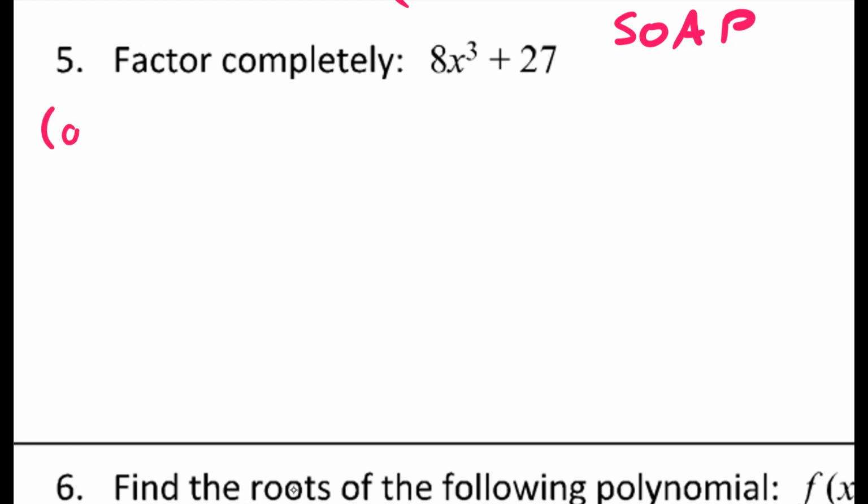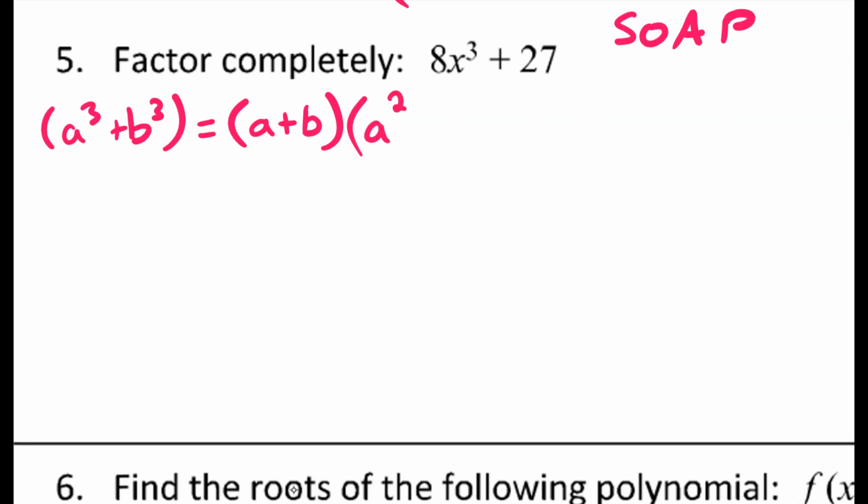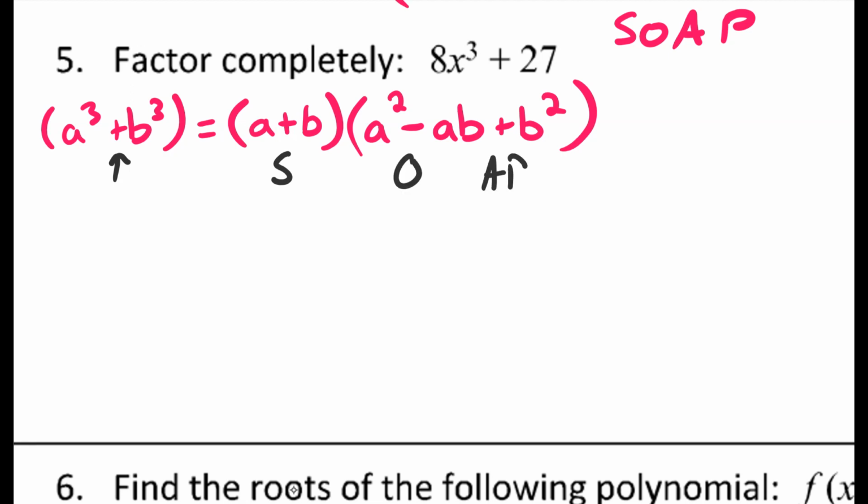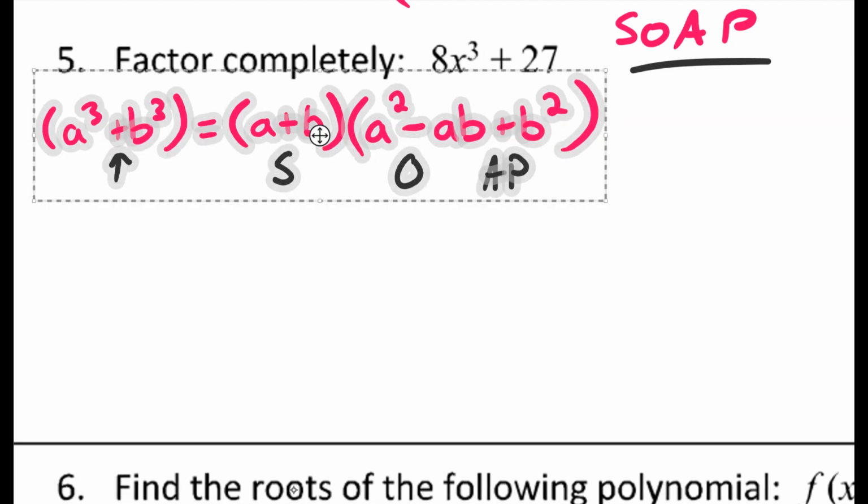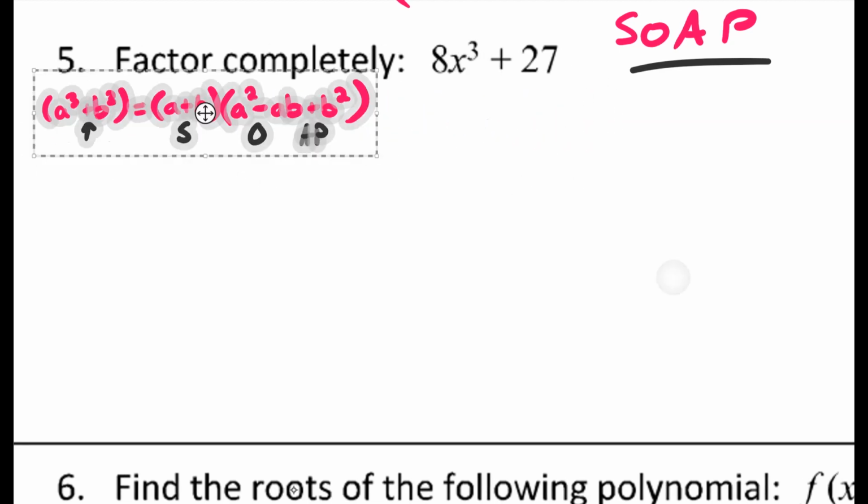So if you don't remember the formula for the sum of cubes, right, that's a cubed plus b cubed, that factors into the first thing plus the second thing, times the first thing squared, minus the first thing times the second thing, plus the second thing squared. And the way I get this formula is by looking at the signs, right? The sign's positive, so my first sign should be the same as what I started with. My next sign should be opposite, and the last one is always positive. That's where I get that SOAP acronym from. So let's use that to factor this guy.